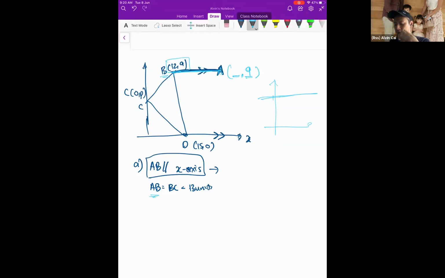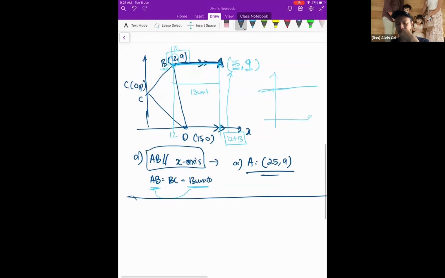And since they mentioned the length is 13 units, so starting from B, the X value is 12, so therefore this is 12. All the way to here, the unit is 13 units. So therefore over here, it must be 12 plus 13. So therefore it becomes 25. So the coordinate A will be equal to 25,9. Answer. That's for the first part.